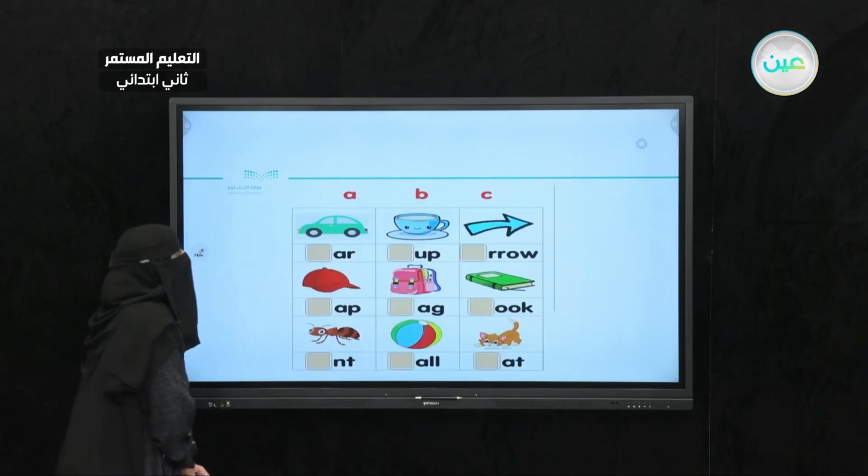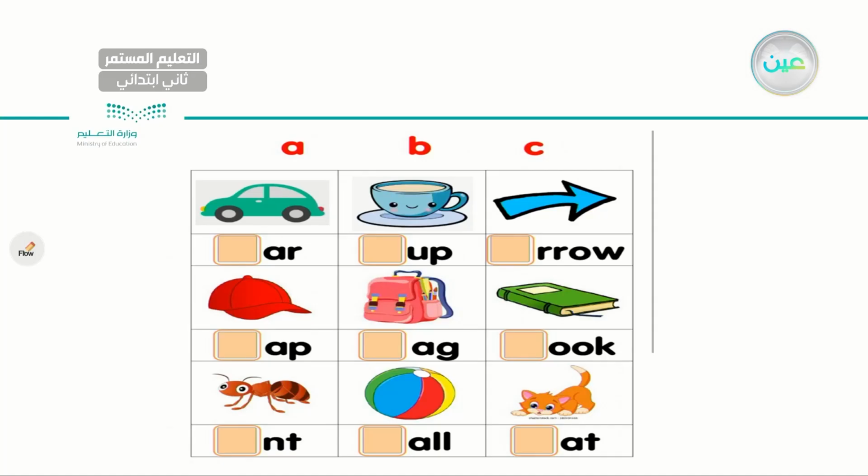Now, here let's try to complete with the correct letter. It could be a vowel such as A, or it could be a consonant such as B or C, okay? For example, let's start with the first picture. What do you think?